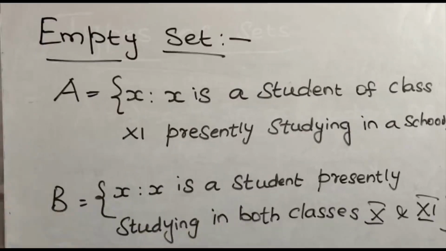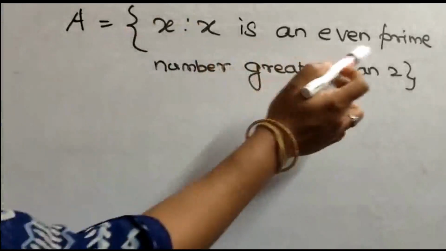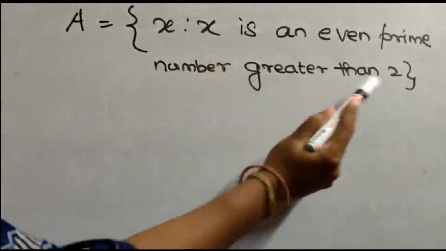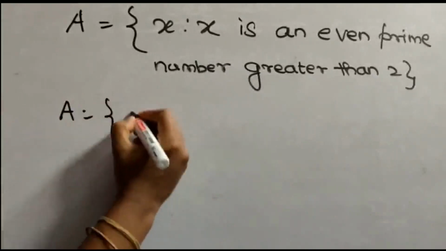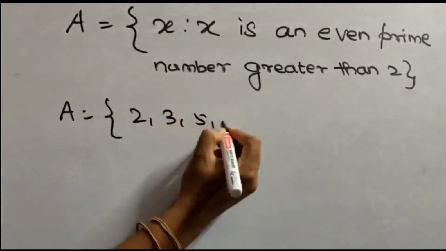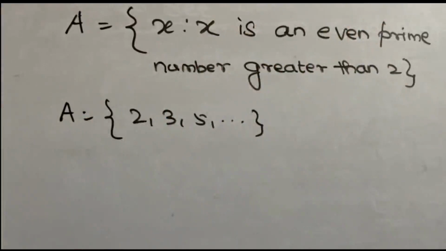Now we'll move on to the mathematical definition. See this example. Set A is equal to {x such that x is an even prime number greater than 2}. What are all the prime numbers? The prime numbers are 2, 3, 5, the numbers which are divisible only by 1 and itself, right? So here it's given even prime number. We know that 2 is the only even element in the prime number series.